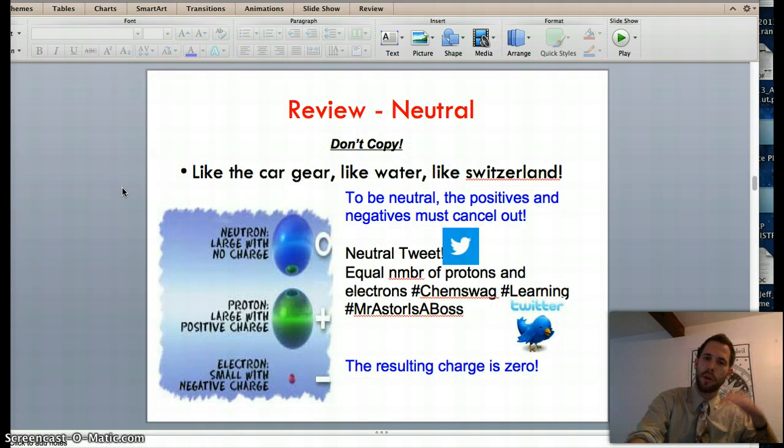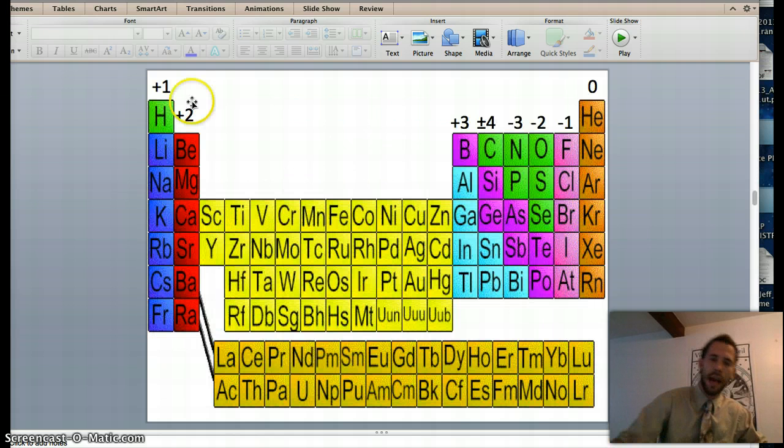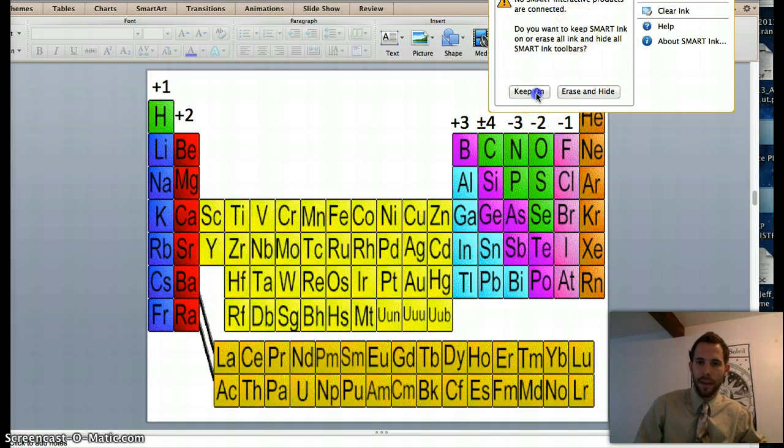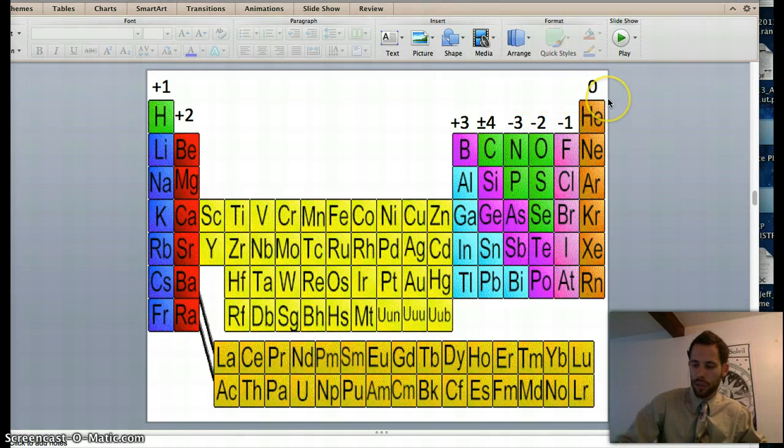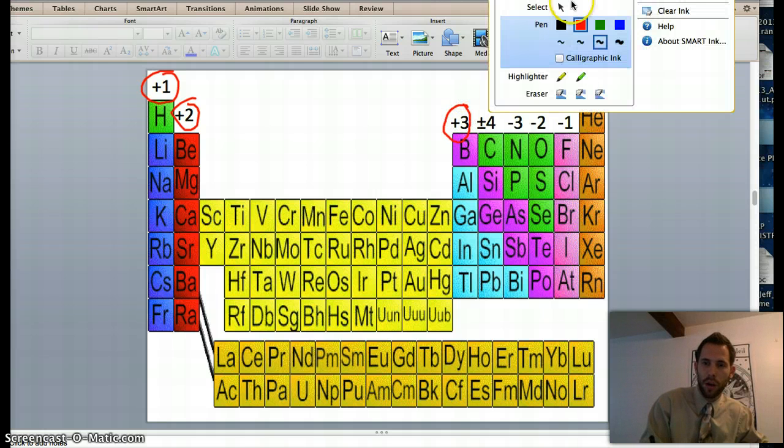Another little review. Remember our neutral elements. To be neutral, the positives and negatives must cancel out. If the equal number of protons and electrons does not exist, then you no longer have a neutral atom, you have a charged atom, otherwise known as an ion. And ions form the same for any specific element. So we can go here to group 1 and we'll find that everything in group 1 forms a +1 ion. Everything in group 2 forms a +2 ion because they have 2 valence electrons. Everything in group 3 forms a +3, and so on and so forth.